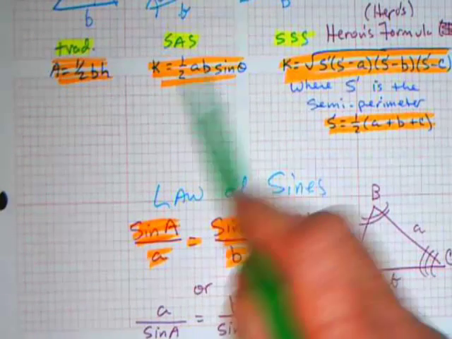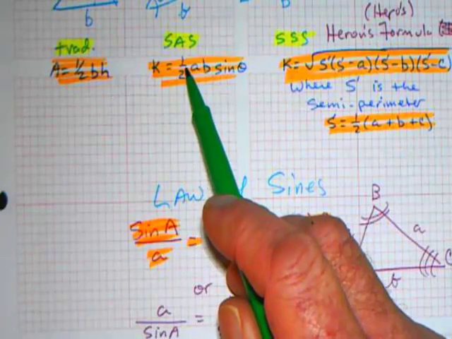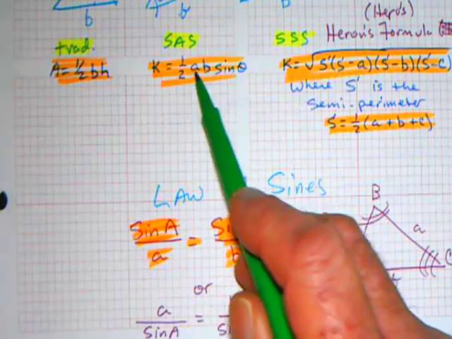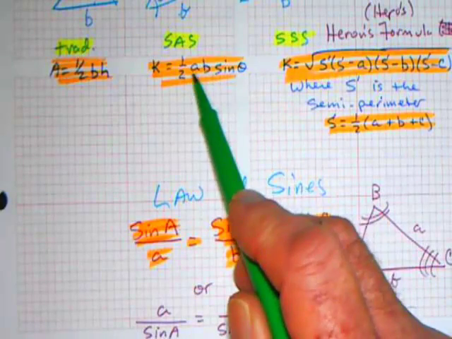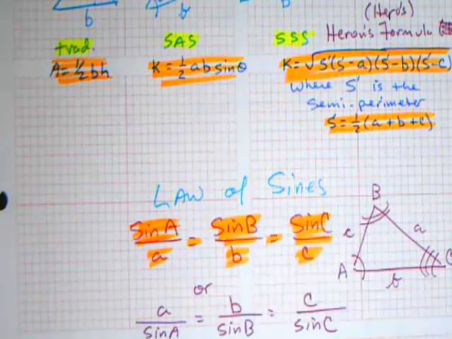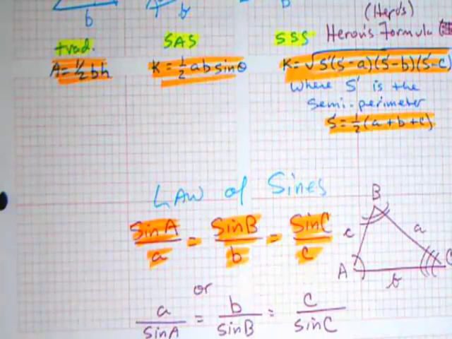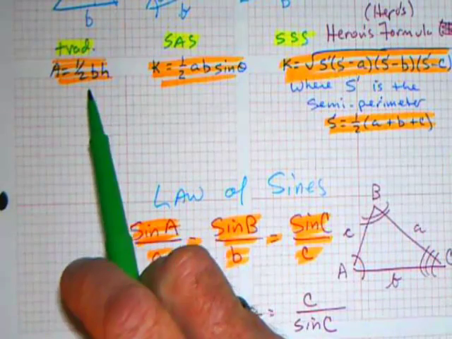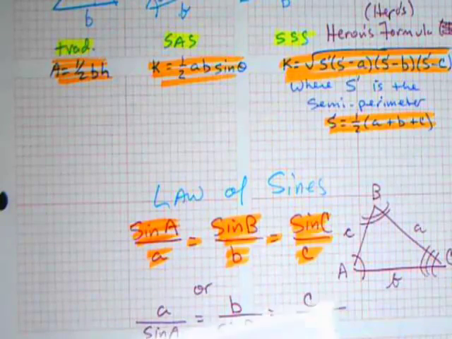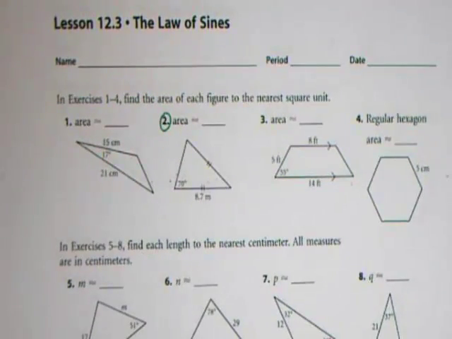Also, we have an SAS pattern formula where we do 1/2 the two sides that they give us times the sine of the included angle. So we've got two different formulas that we can use depending on what we're given. And also we have a traditional area formula, 1/2 base times height. So let's see what we need to do. Let's look at number 2 then.